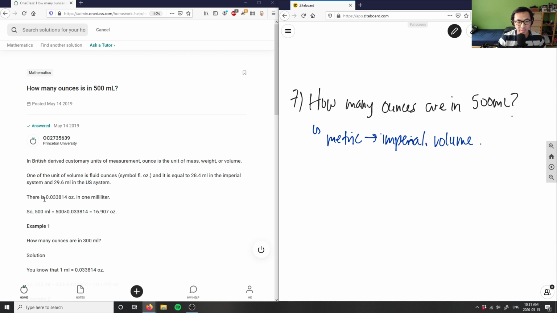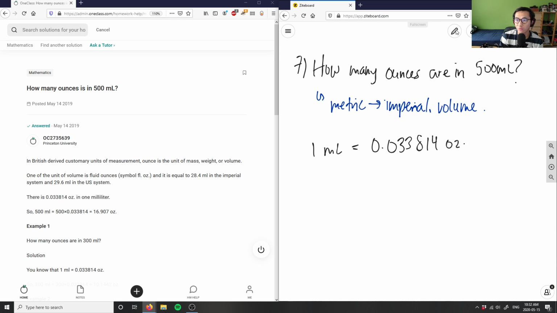And this here is, it's saying there is 0.033814 ounces in 1 milliliter. And I'm just going to double check that for you. So I'm going from basically milliliters to ounces, and indeed it is 0.033814. So this is our conversion factor. So we can say that 1 ml equals 0.033814 ounces, or oz here.